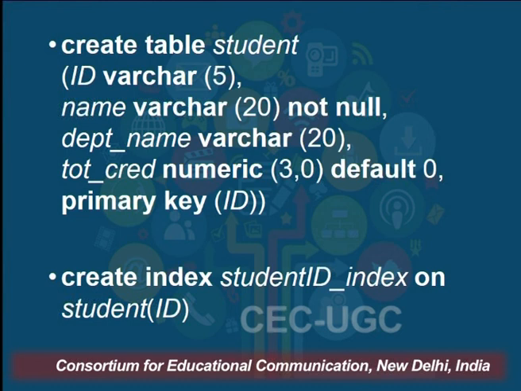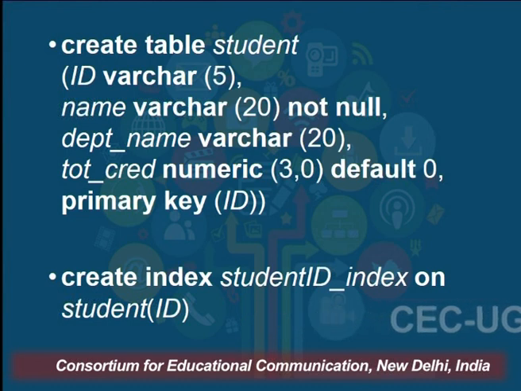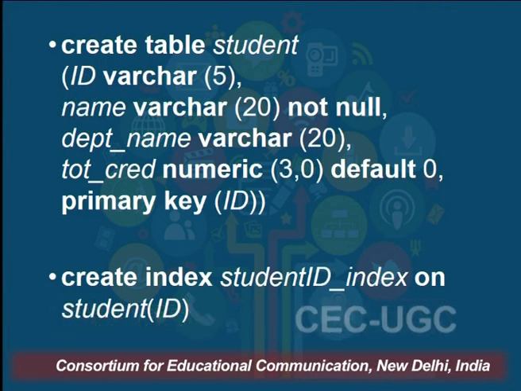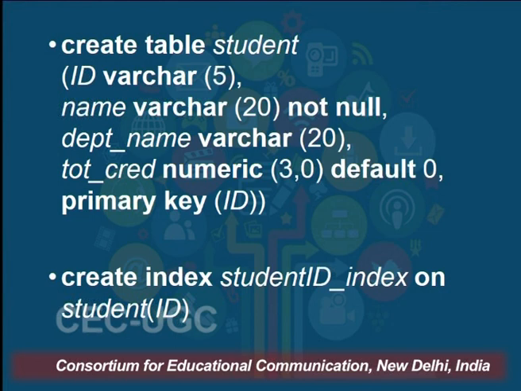For example, I have a student table which I have created with ID as varchar 5, name as varchar 20 specified as not null, department name as varchar 20, and total credits in the form of numeric 3, 0 whose default is 0, and here the primary key is going to be the ID.